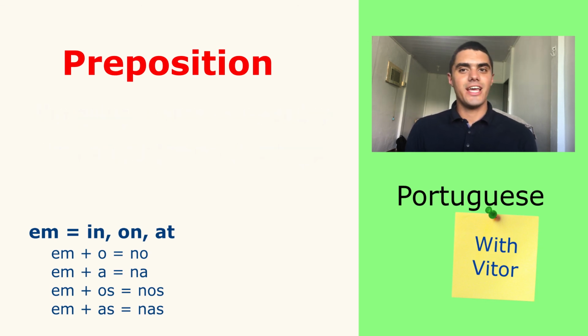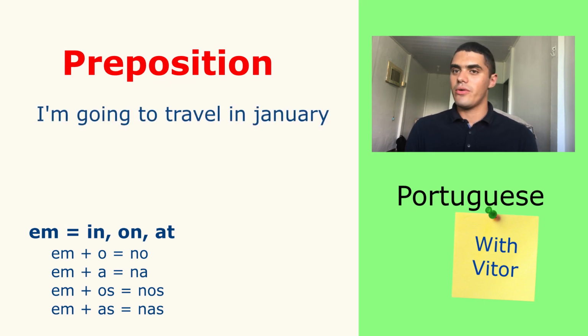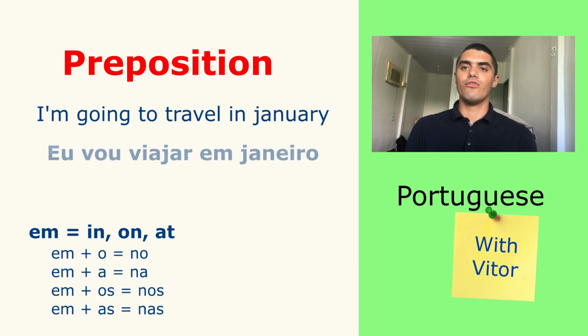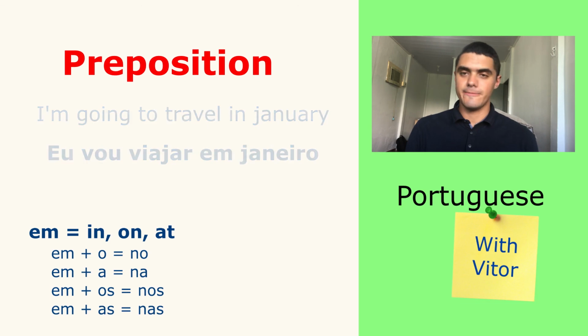When we want to say a month of the year, I told you we don't use the article. So we have to say, I'm going to travel in January. You have to say, eu vou viajar em janeiro. Why em and not no? Because we don't use the article or any article before the month of the year. Okay? I have to put em.